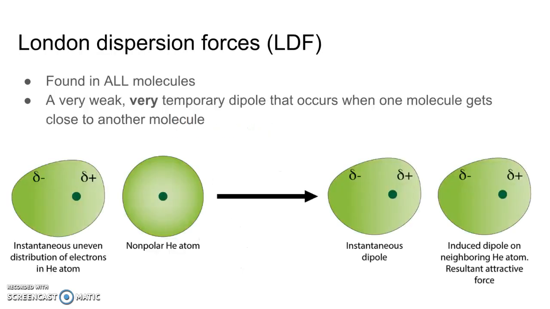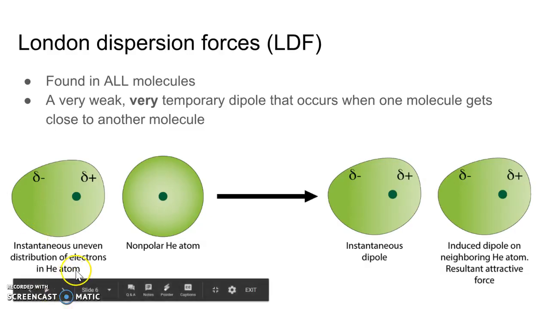All right, London dispersion forces. This is the first one we're going to talk about. It's found in all molecules. It is a very, very weak force, and it's incredibly temporary. It essentially forms what's called a dipole. We've used this word in class before, but it's just this idea that there is an uneven distribution of electrons in one thing or another.